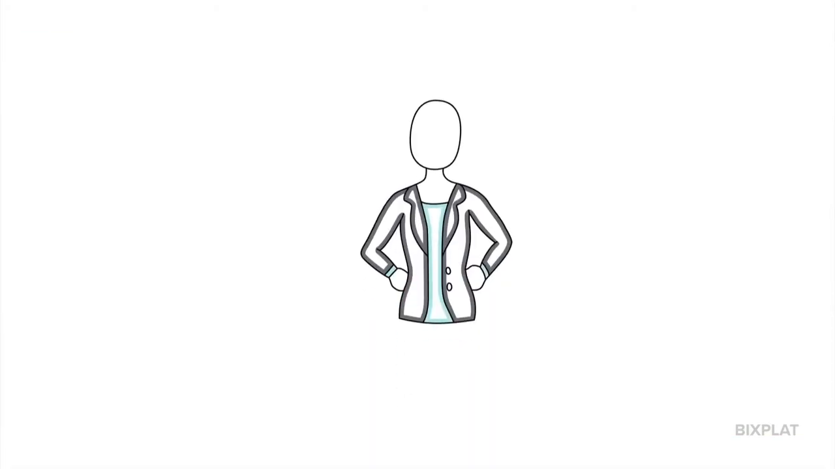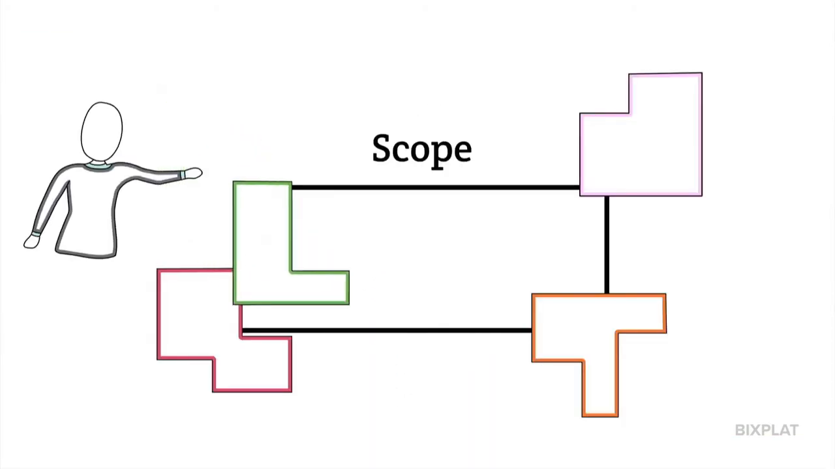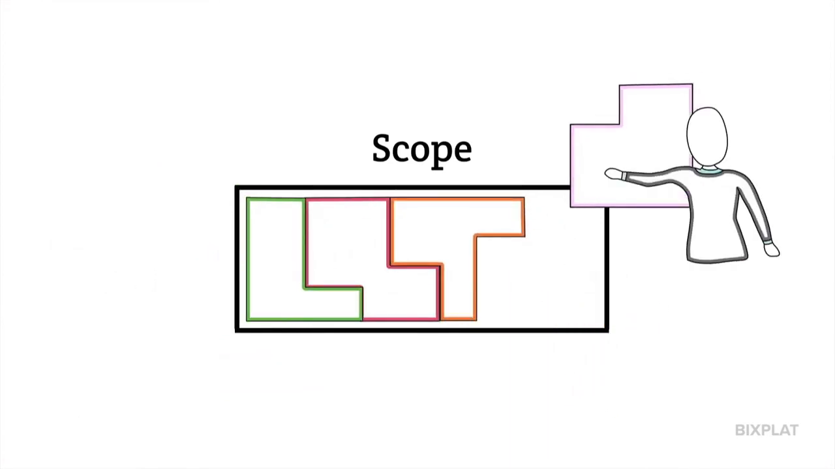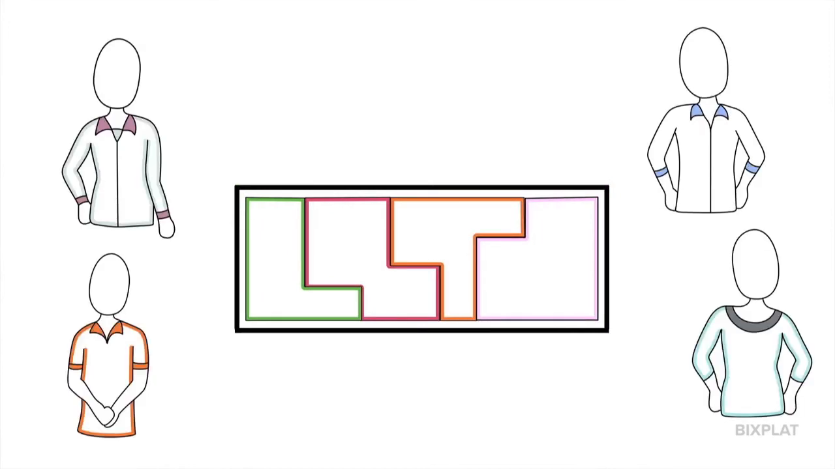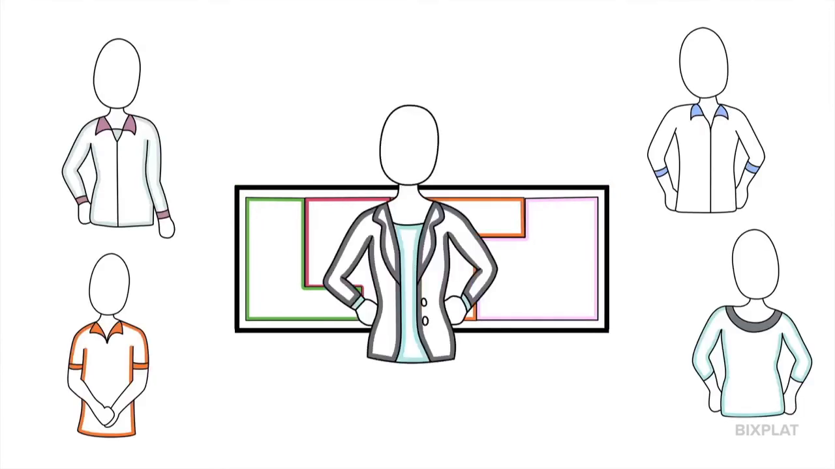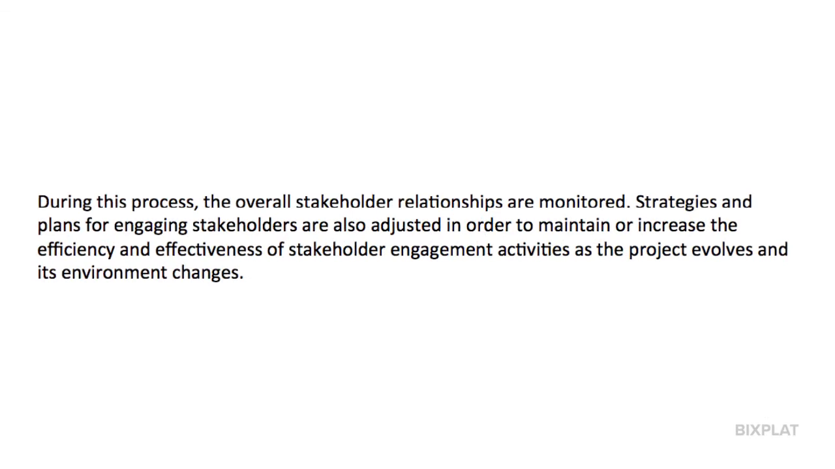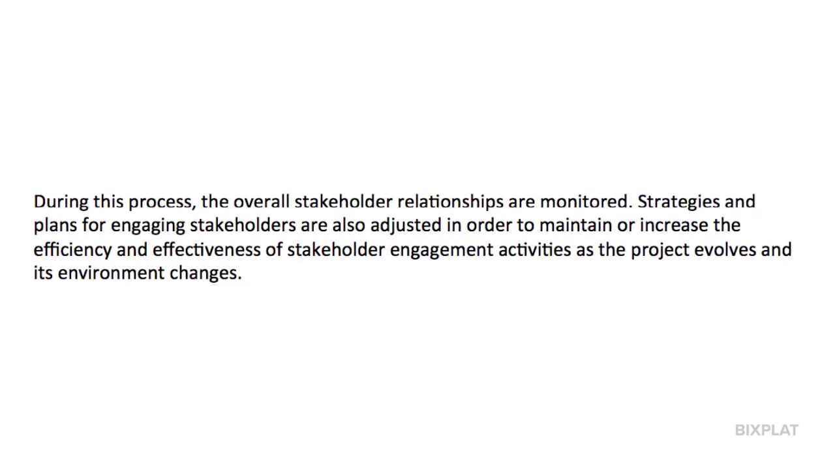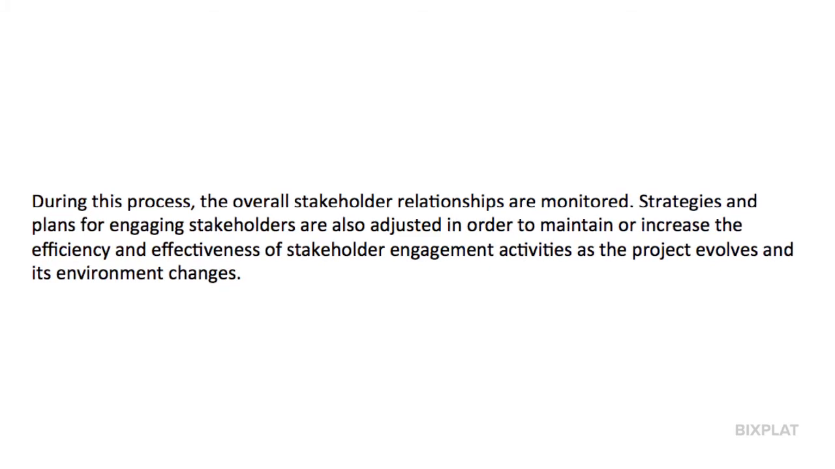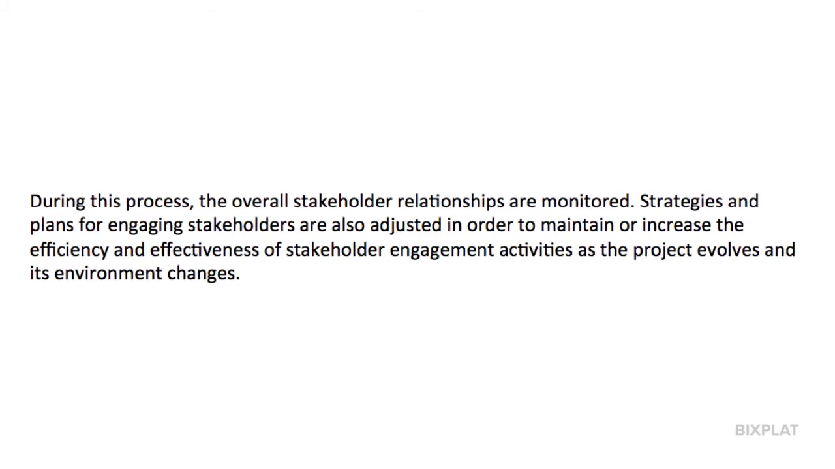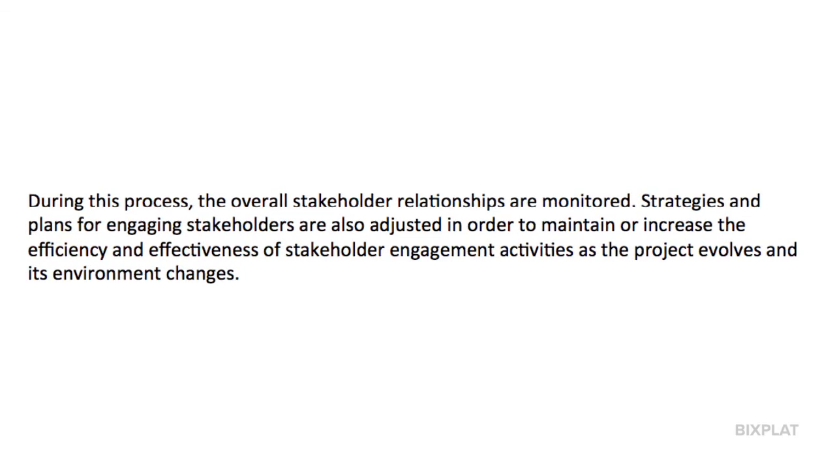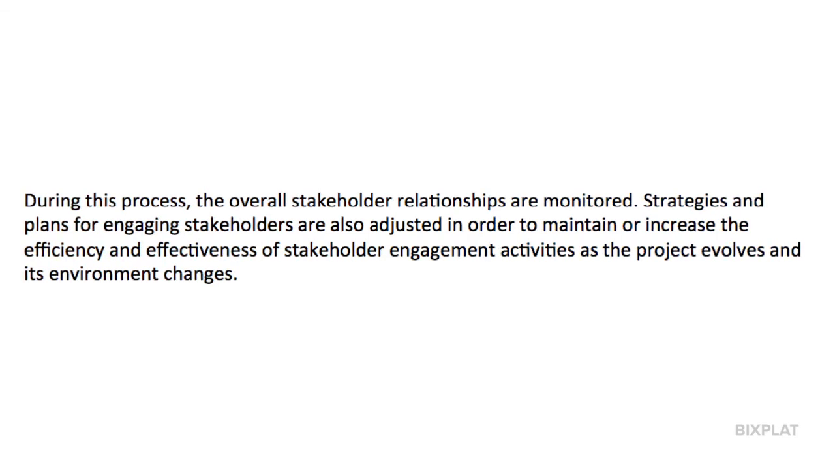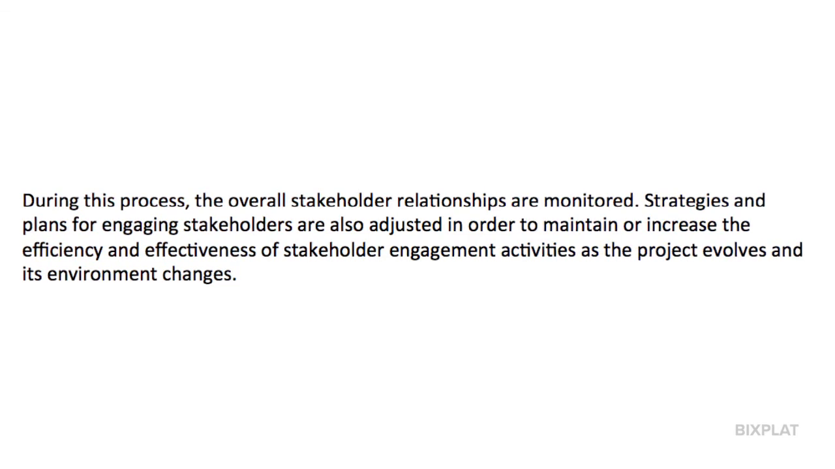The control stakeholder engagement step is a very important step in the process to be able to bring all added values to reality on the overall stakeholder management efforts made in the first 3 steps. During this process, the overall stakeholder relationships are monitored. Strategies and plans for engaging stakeholders are also adjusted in order to maintain or increase the efficiency and effectiveness of stakeholder engagement activities as the project evolves and its environment changes.